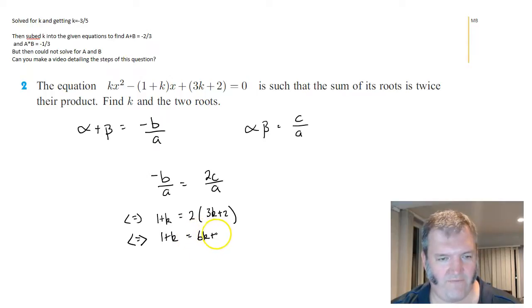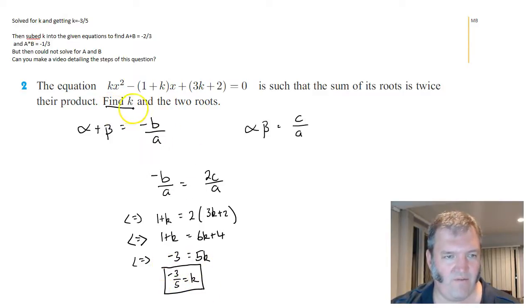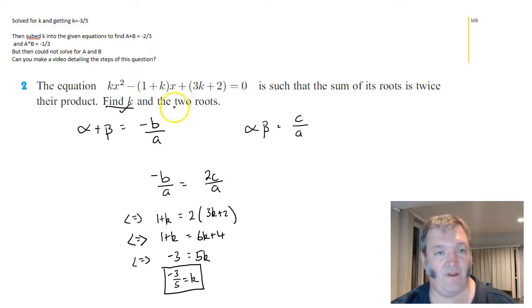6k plus 4 on that side. I'm going to subtract k, which will give me 5k on the right, and the k's disappeared. And I'm going to subtract 4 from each side, which is going to give me negative 3 equals 5k, or negative 3 over 5 equals k. So we've done the first bit, we have found k, so we can tick that off.